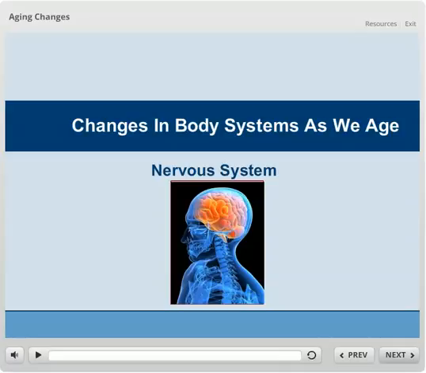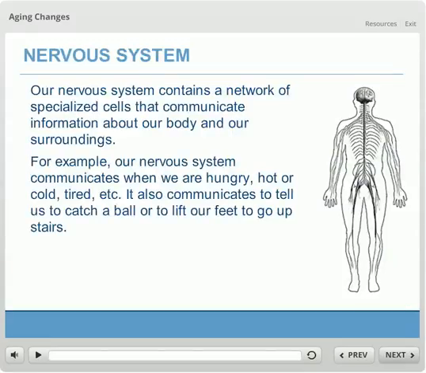Changes in body systems as we age. The nervous system. Our nervous system contains a network of specialized cells that communicate information about our body and our surroundings. For example, our nervous system communicates when we are hungry, hot or cold, tired, etc. It also communicates to tell us to catch a ball or to lift our feet to go upstairs.